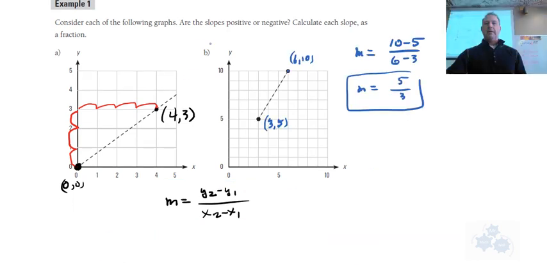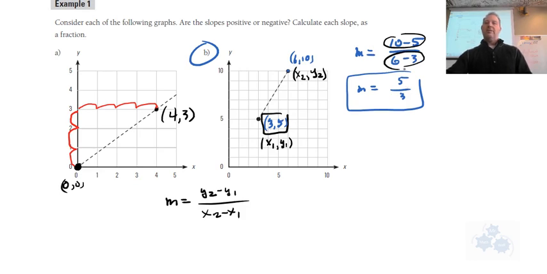Okay, so this is what you should have got for B. And let's just go over that real quick. So remember, I usually take the first point as being the one that's on the farthest left. Okay? So the coordinates are x1, comma, y1. The second point is going to be the one that's on the right. So x2, comma, y2. Does that make sense? So we've got y2 is 10 minus y1 is 5. 10 minus 5 right here. Then we've got x2, which is 6, minus x1, which is 3. So 5 over 6 minus 3. 10 minus 5 is 5. 6 minus 3 is 3. That can't be simplified anymore, so that's your slope, a positive 5/3.